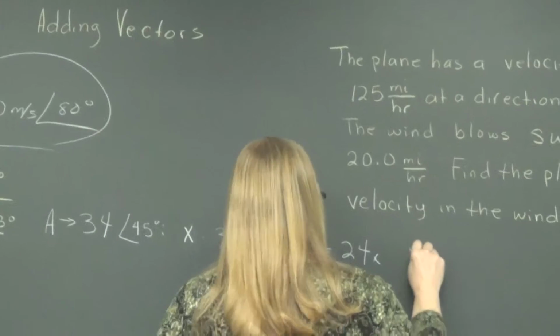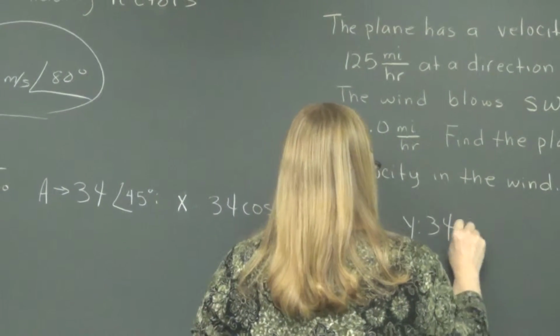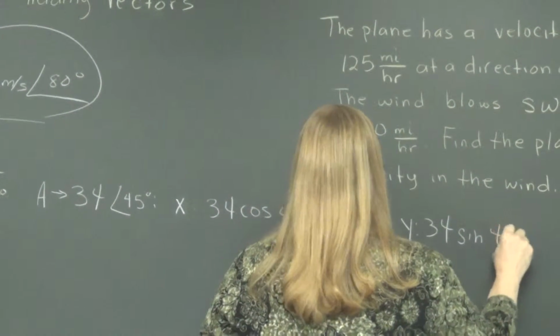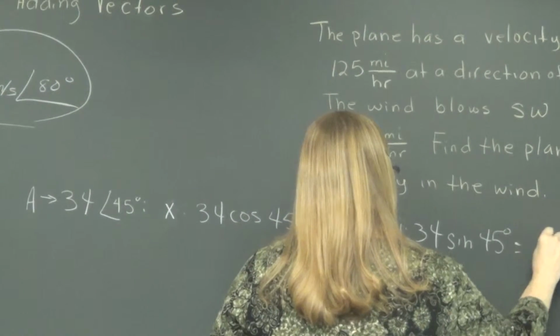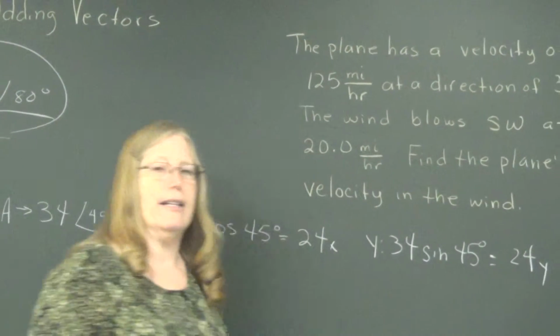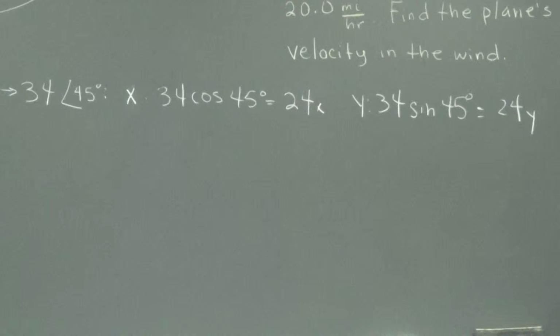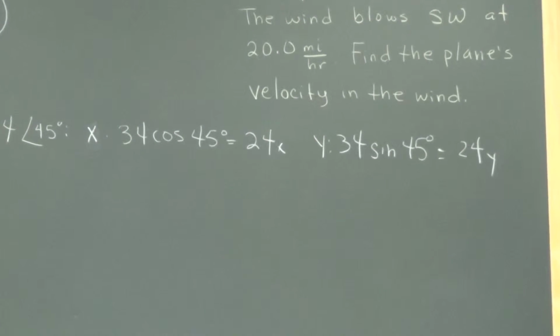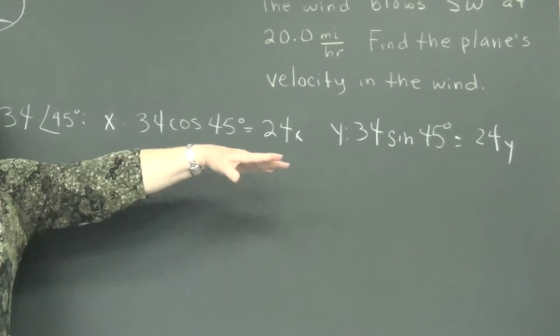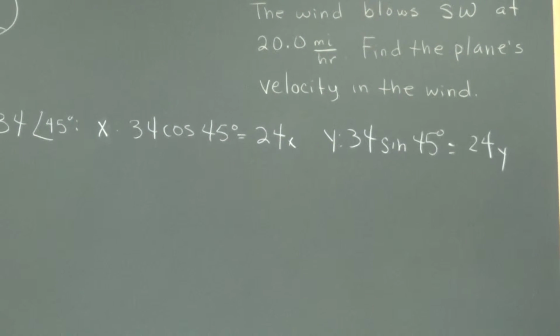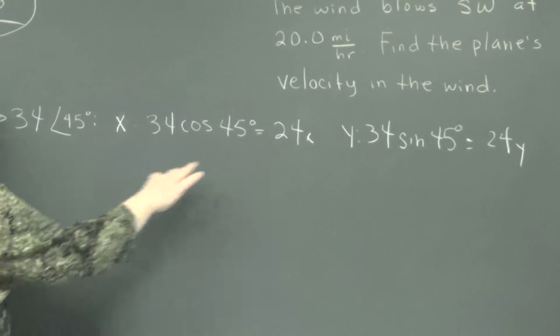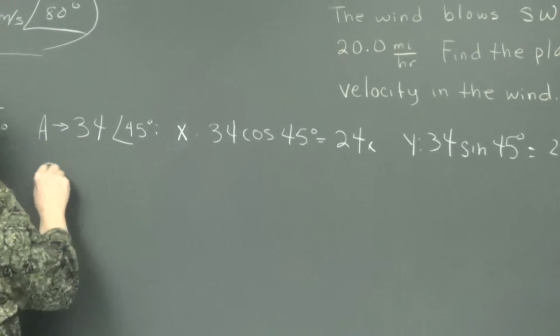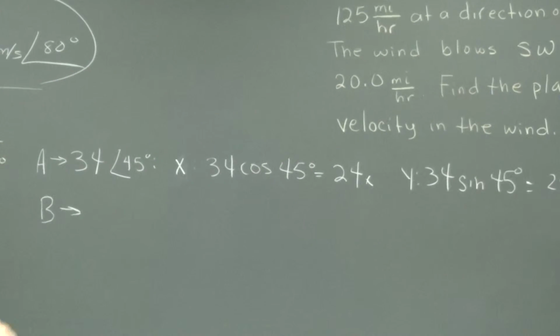Then 34 sine 45. Alex, I remember you were surprised that it was the same. That's one of the secrets of the universe: at 45 degrees, you always get the same X and the same Y. That's why I remember that. So now we're going to work on vector B, and I think that's about where we were.